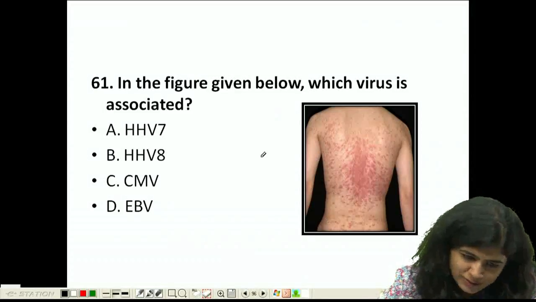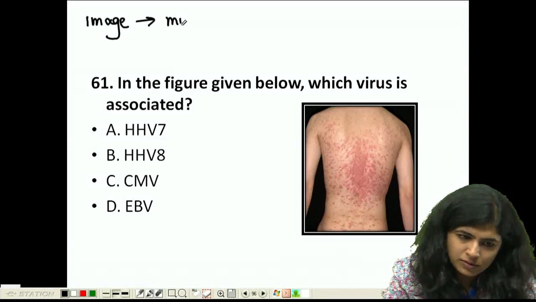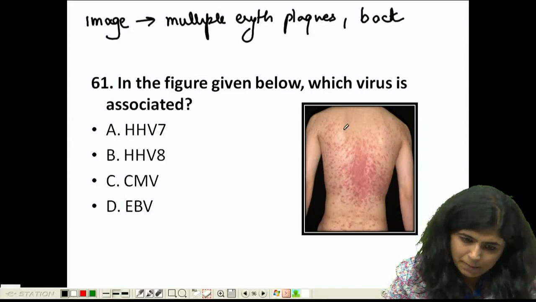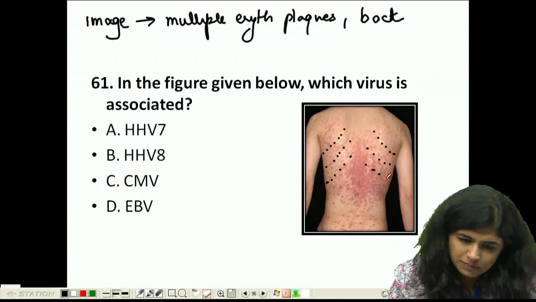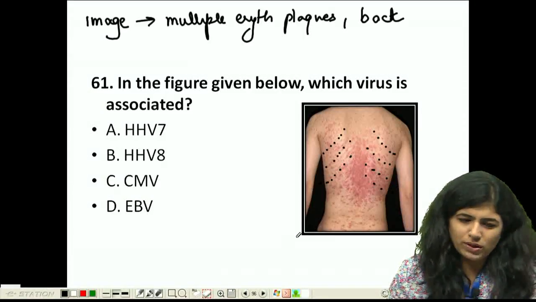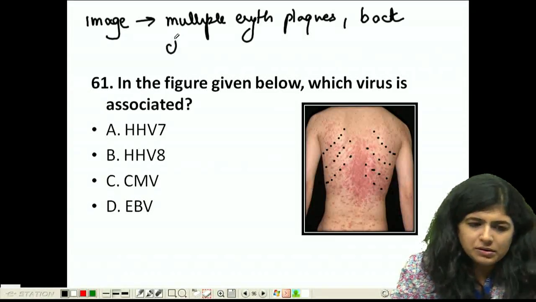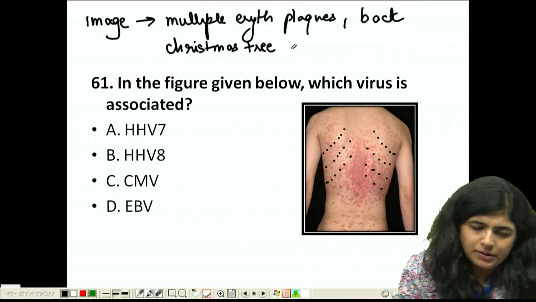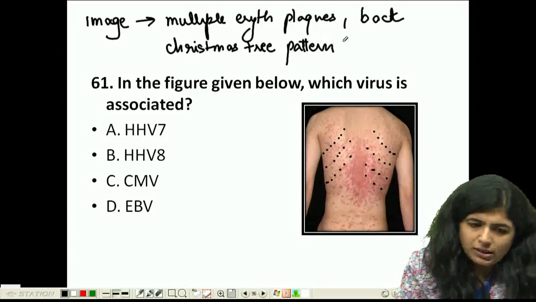What does the image show? It shows you multiple erythematous plaques on the back. See one thing, they are present like this. What is this pattern here? This is the Christmas tree pattern. Can you now tell me the diagnosis?